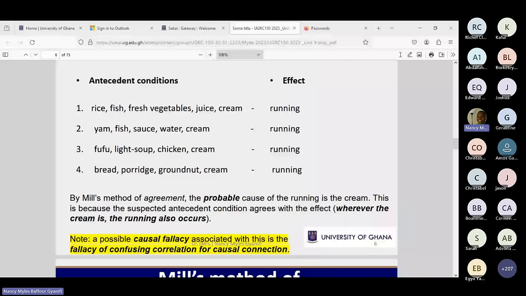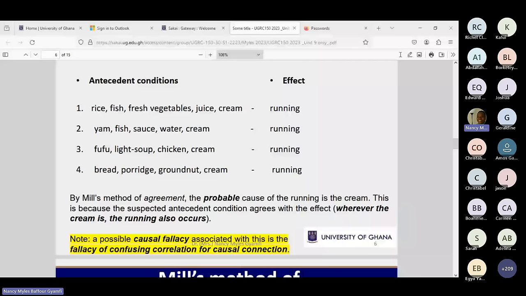They happen at the same time. I'm trying to beat the traffic, so I'm early, and he is calling for prayer. And his calling for prayer is not what makes my car run. They are correlating, but that doesn't mean they are causally connected. See the difference? So if you are not careful, the two things may be happening at the same time, so that wherever there was cream, there was running. And perhaps there is no causal connection whatsoever. It's just a coincidence. So confusing a correlation for a causal connection is a possible fallacy.